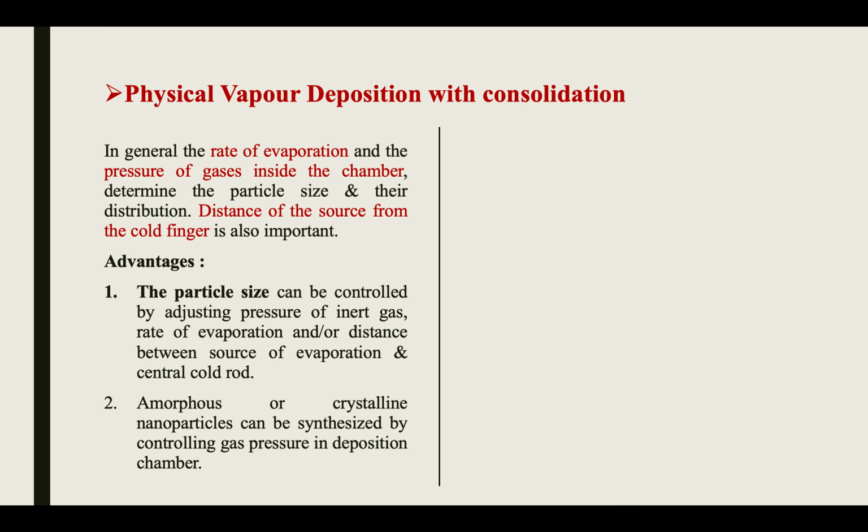Second point is amorphous or crystalline nanoparticle. Both types of nanoparticle can be synthesized by controlling the gas pressure in the deposition chamber. If the pressure is high, you will get amorphous. If it is low, you will get the crystalline nanoparticle material. So you just have to control the gas pressure inside the deposition chamber.